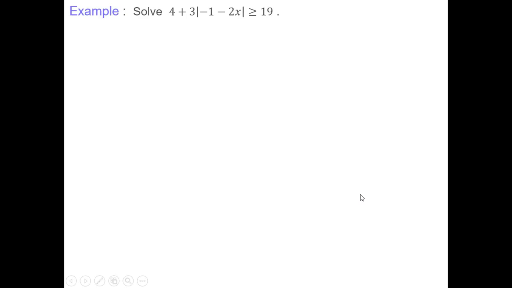Let's take a look at a more complicated example here. In order to solve this absolute value inequality, we again need to get the absolute value bars alone. So let's start off by subtracting 4. That gives me 15 on the right side. Now we're going to divide by 3, which is going to get the absolute value bars alone.